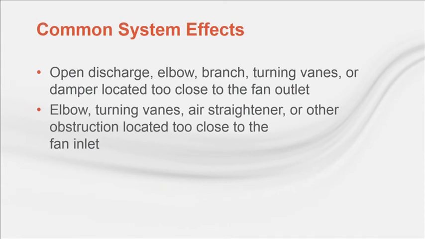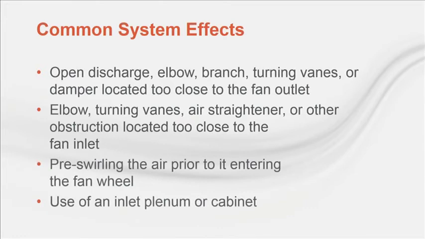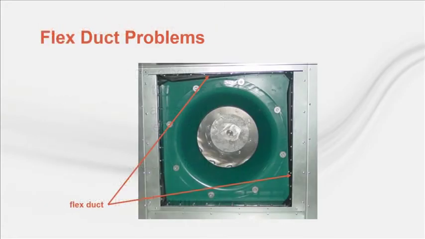Likewise, if an elbow, turning vanes, air straightener, or other obstruction is located too close to the fan inlet, this system effect should also be accounted for. The effects of pre-swirling the air prior to entering the fan wheel or the use of an inlet plenum are other examples. Note that flex duct is particularly problematic. The flex duct should have about a ½ inch of give if depressed with a finger. Significant folding or excess length can detriment the performance of the fan.